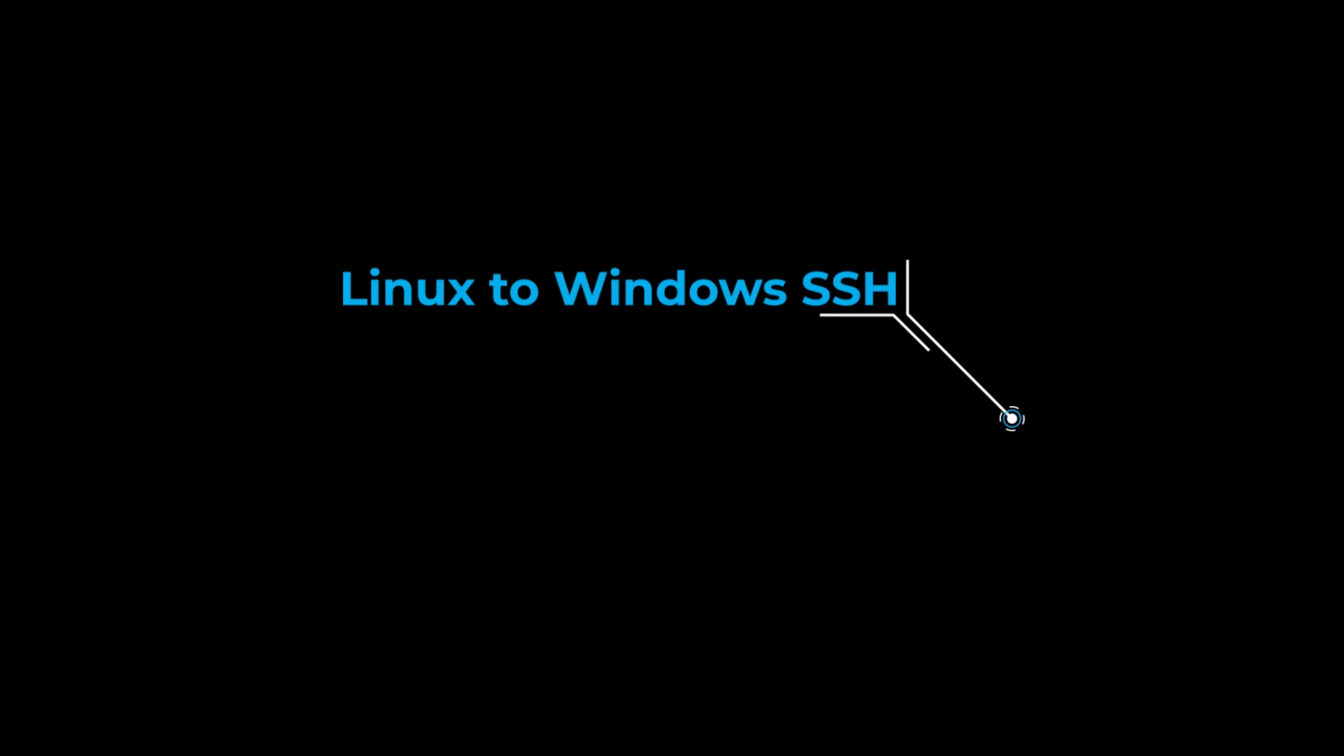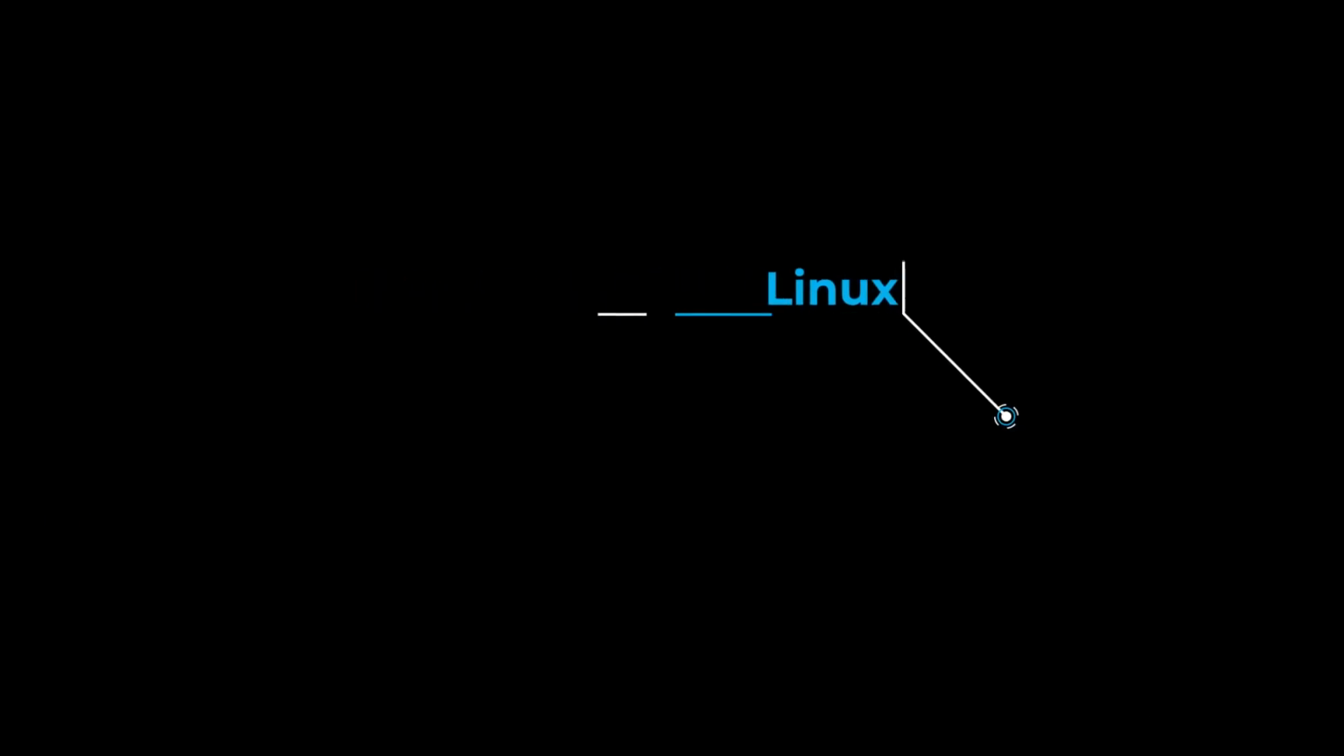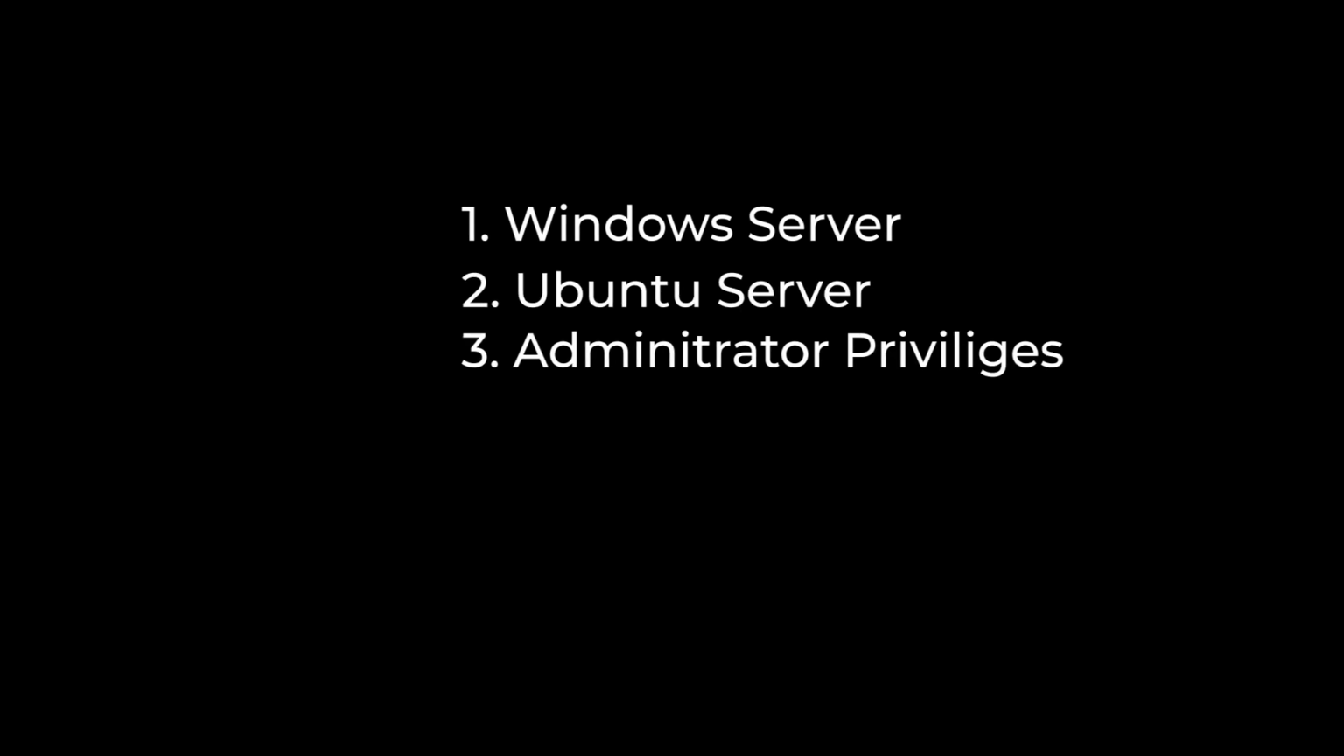Today we are going to learn how to enable SSH on Windows Server. To perform this task, there are some prerequisites. You need a Windows Server and an Ubuntu Server with administrator privileges. It can be on any cloud platform like AWS, Azure, etc.